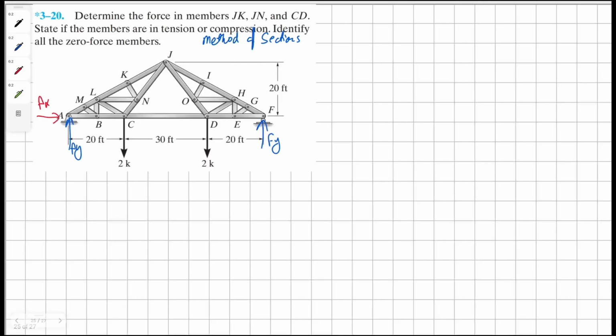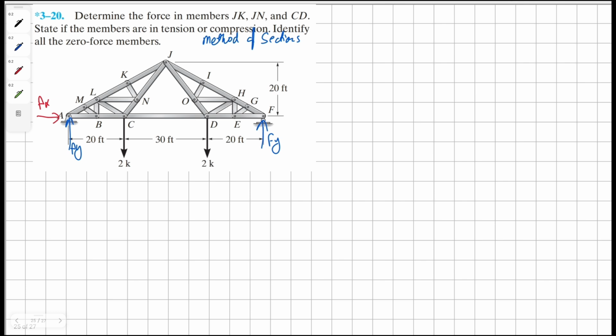Before we begin, let's identify the zero force members. So it's going to be IO, KN, LB, HE, GE, MB. All of these are zero force members because they are perpendicular and they are not carrying any load.